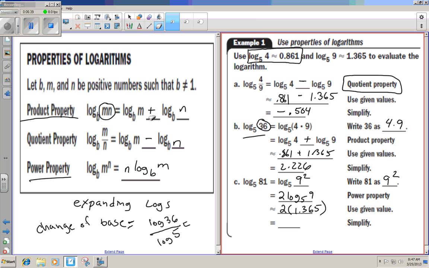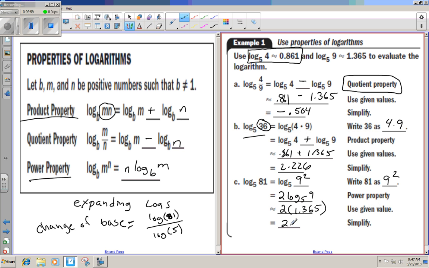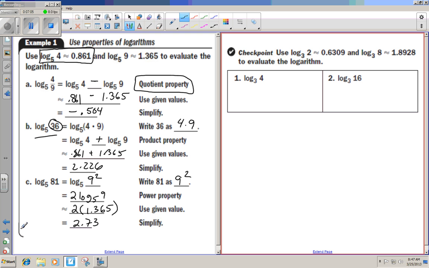If you wanted to use the change of base formula, you could rewrite it as log 81 divided by log 5, and it should give you the same answer as we get right here. All right.